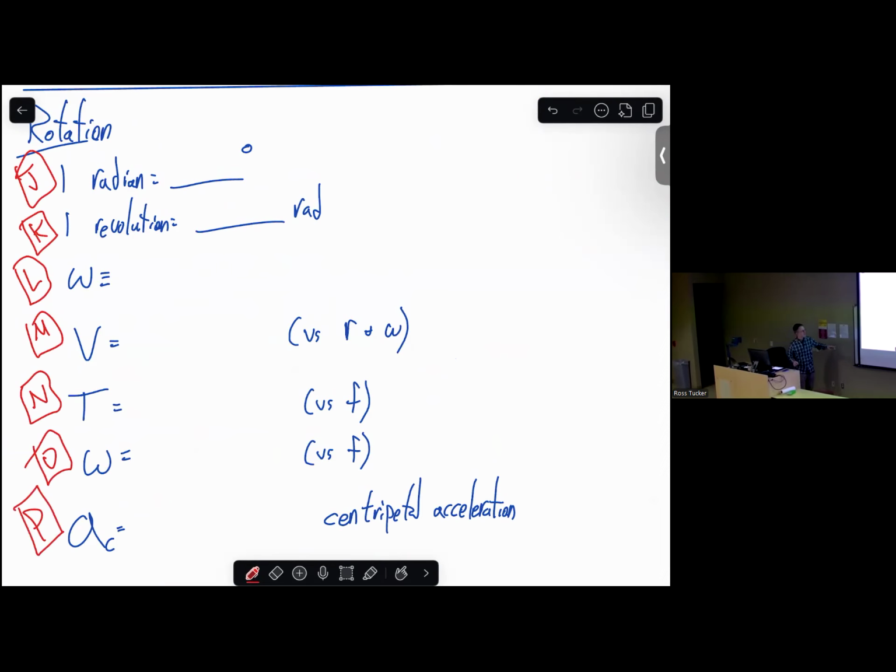And please pay attention. Period versus frequency. Omega versus frequency, in terms of this, that, or the other quantity. This is centripetal acceleration. Okay, 2 minutes. You sort of know these or you don't.